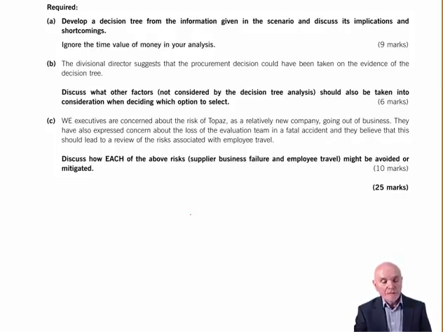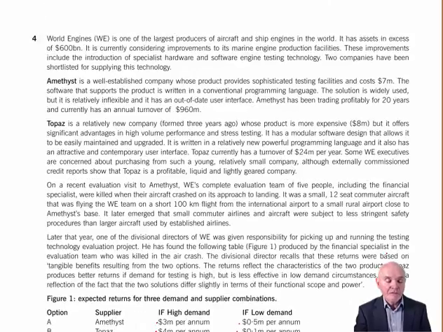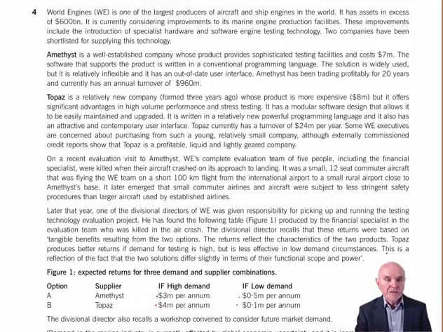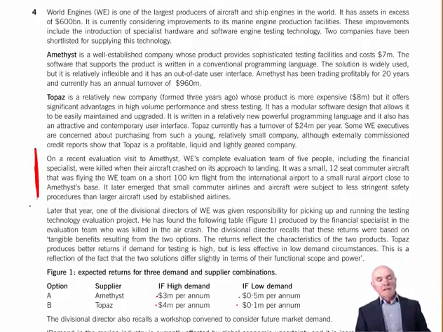Okay, let's start with the employee travel and this unfortunate accident which they have. And again, you should try to feed off the question and use any of the details. Always regard details given as potential ammunition that you can use in answering the question. So here's the bit dealing with the crash. On a recent evaluation trip to Amethyst, WE's complete evaluation team of 5 people.